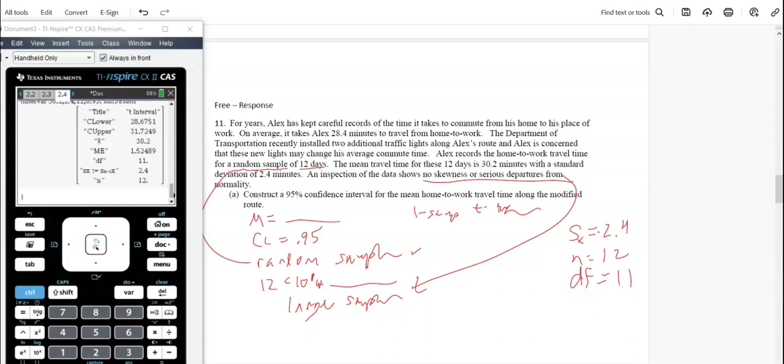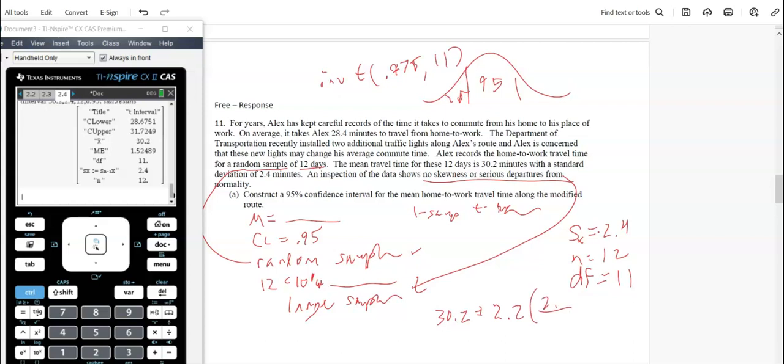So I like to plug into the formula, so I'd show the work, 30.2, especially as you're kind of learning this. To get that T critical value, you might have to draw it and go, okay, 95, so there's 2.5 to the left. So use your inverse T command, 0.975, comma the degrees of freedom, which is 11. And that should give you, I think the T value ends up being 2.2 on this one, times 2.4, which is standard deviation, divided by square root of 12.